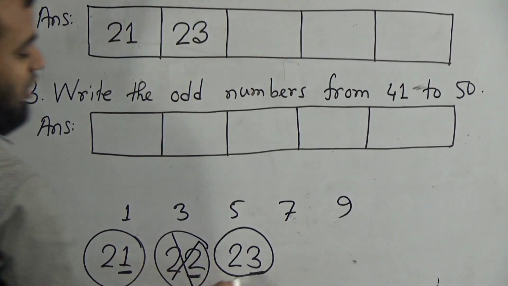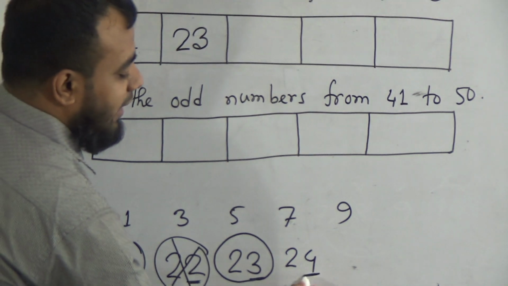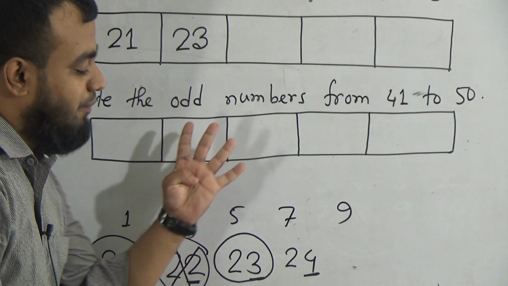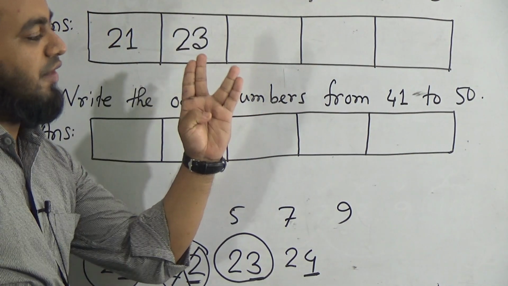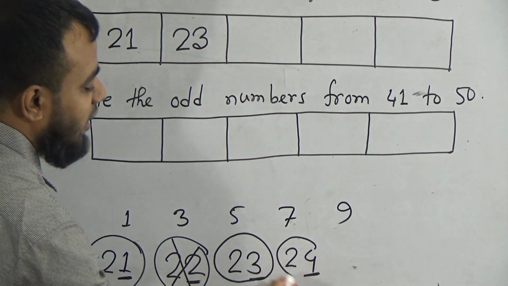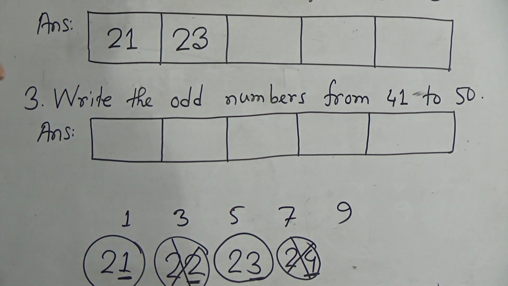After 23, we have 24. Look, 24 has 4 in the right side, and 4 can make the pair. 1, 2, 3, 4: 4 can make one pair, two pairs. That is why 4 is not an odd number. So we can't write down 24 here, because 24 is also not an odd number.